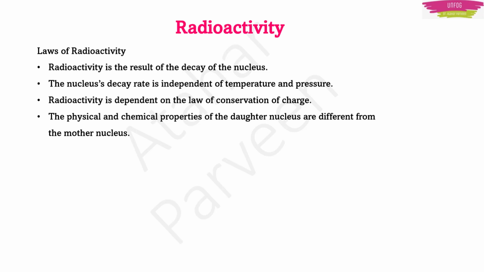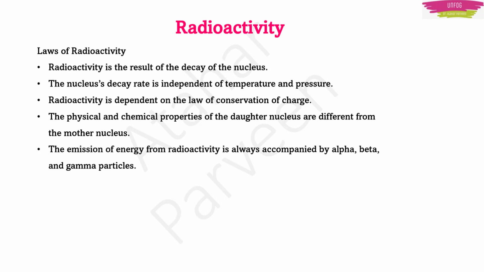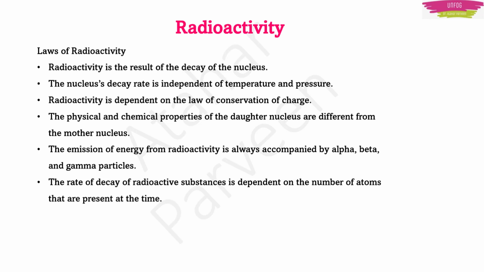Next, the physical and chemical properties of the daughter nucleus are different from the mother nucleus. This is a very important point. Whatever the mother nucleus properties were, they will be different from the daughter nucleus properties. And the most important point is that in radioactivity, every time you will see that either alpha, beta or gamma particles, anything can be emitted.